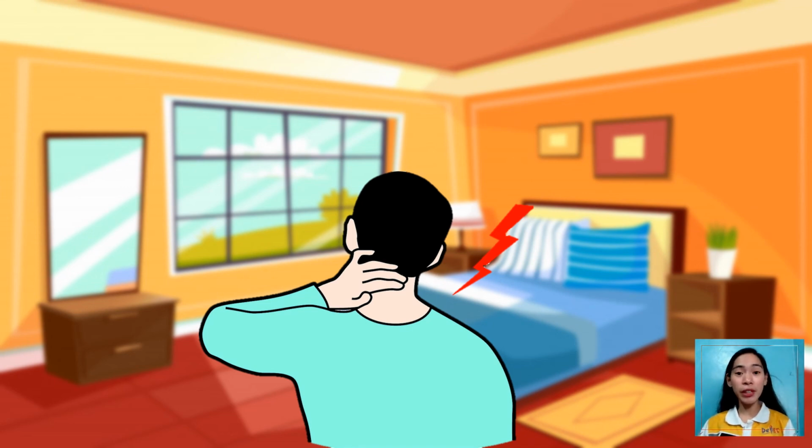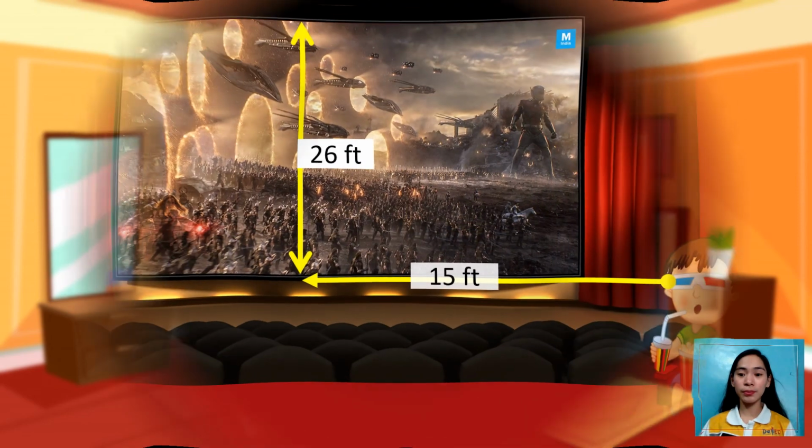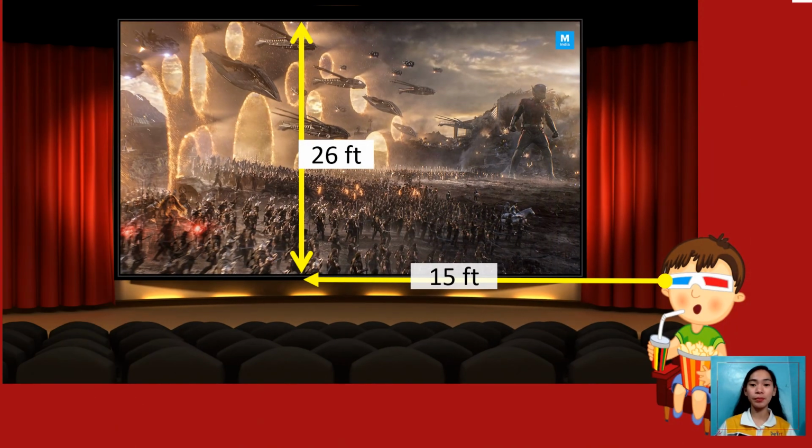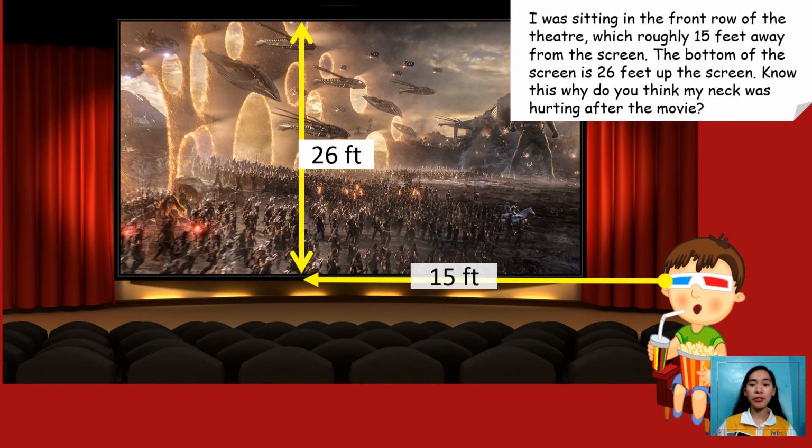So you're gonna figure out why is my neck hurting after I watch the movie. Let us recall. I was sitting in the front row seat of the theater, which is roughly 15 feet away from the screen. So from the bottom of the screen up to the top of the screen is 26 feet. So why do you think my neck is hurting after I watch the movie?